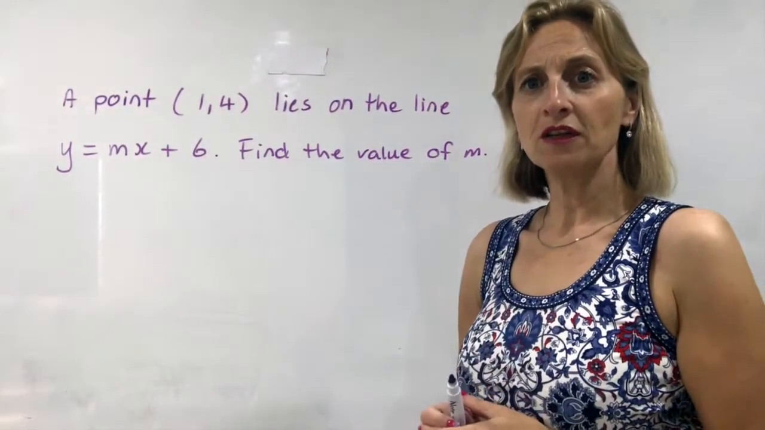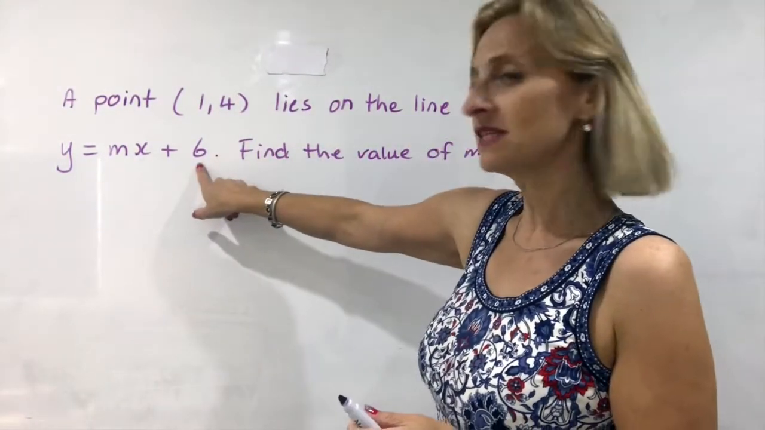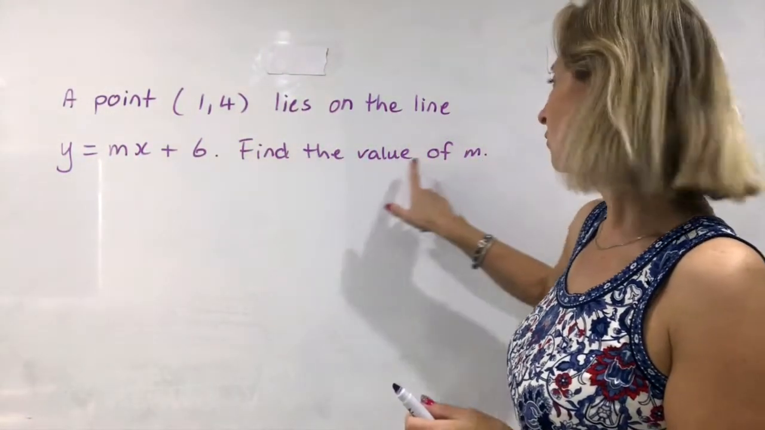Sometimes they make you work backwards in maths, and working backwards is always a little bit more tricky than working forwards. Let's try a question that works backwards when a point lies on a line. So what if we get a question that looks like this? A point (1, 4) lies on the line y equals mx plus 6. Find the value of m.